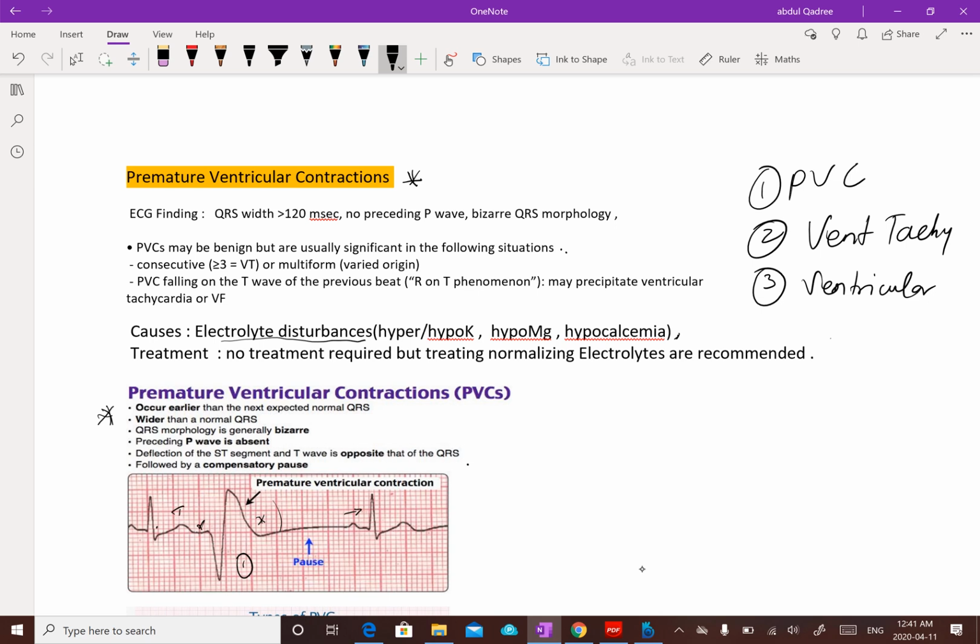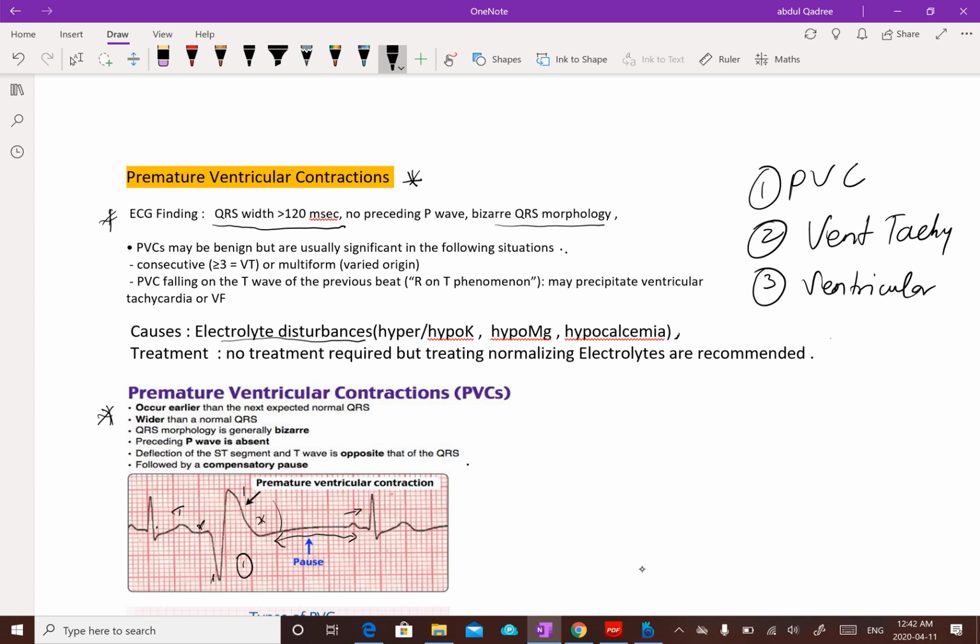The deflection of the ST segment and T wave is opposite. As you can see, the T wave is opposite to the QRS, followed by a compensatory pause. This is exactly what's happening before the other normal QRS complex occurs: there's a pause between them. So that's about it. Now, we know that the QRS, of course, is going to be greater than 120 milliseconds, with no preceding P wave and a bizarre QRS morphology. Those are the ECG findings, and you have to understand that part.